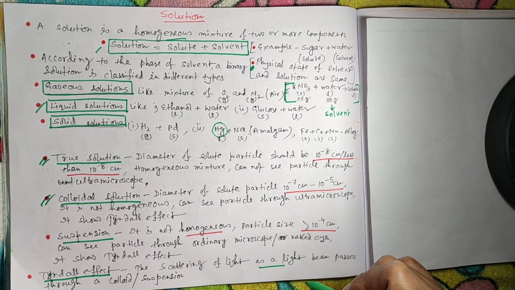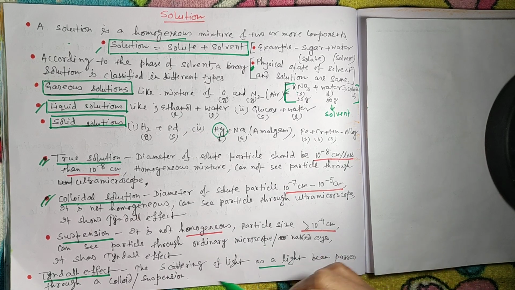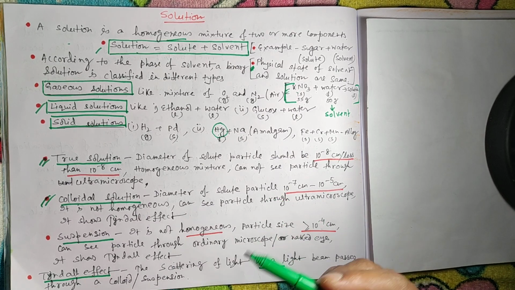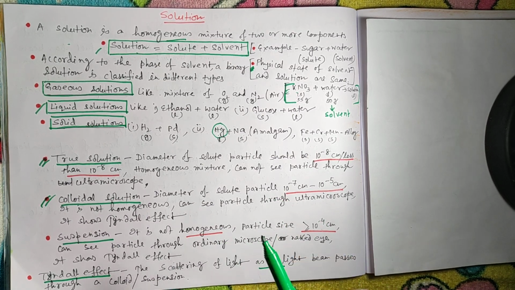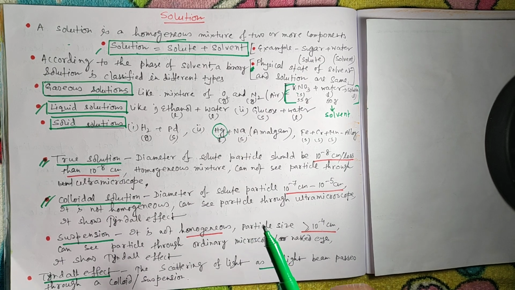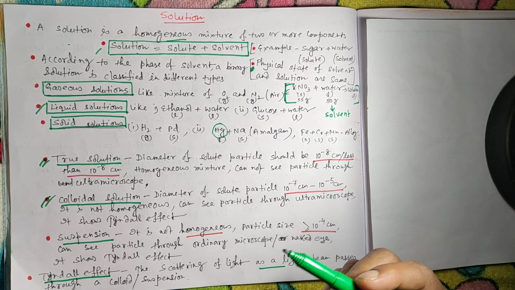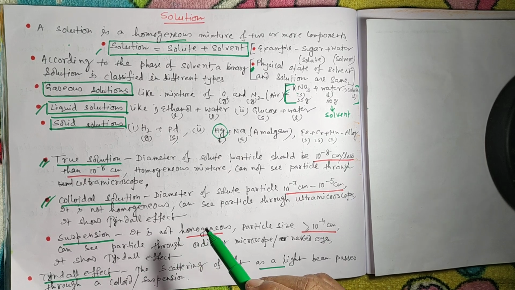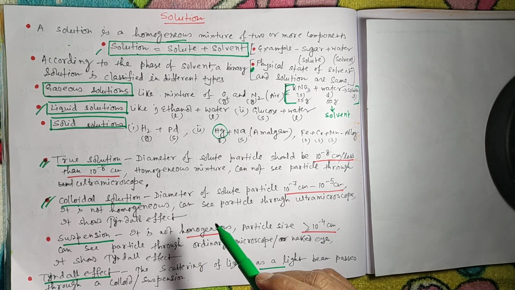The Tyndall effect is the scattering of light as a light beam passes through a colloid or colloidal solution. Actually, when you pass light through a colloidal solution or suspension, then we can see a beam of light inside the solution from the outside of the solution. This is the Tyndall effect, and it is basically due to scattering of light in the solution.